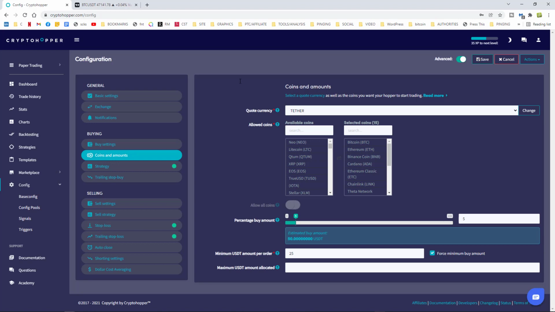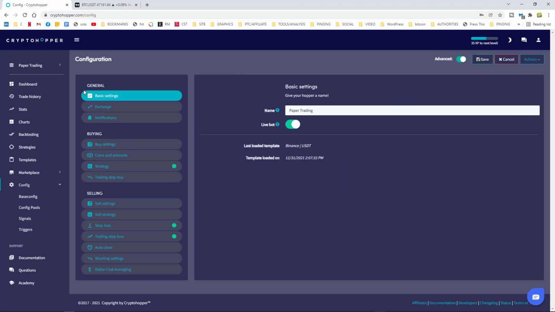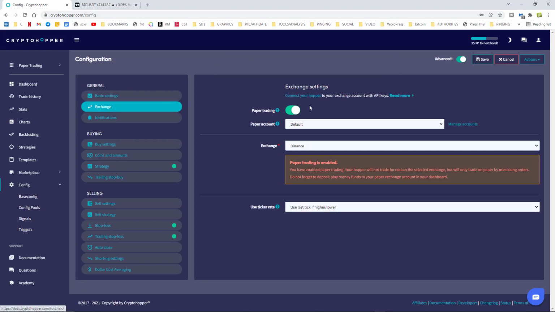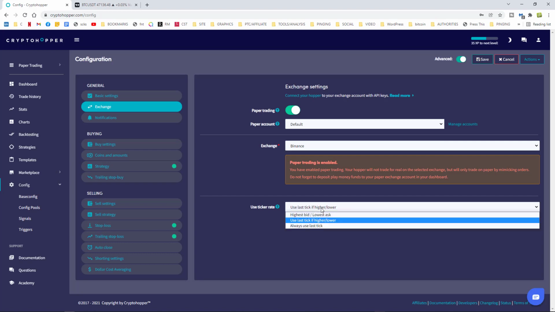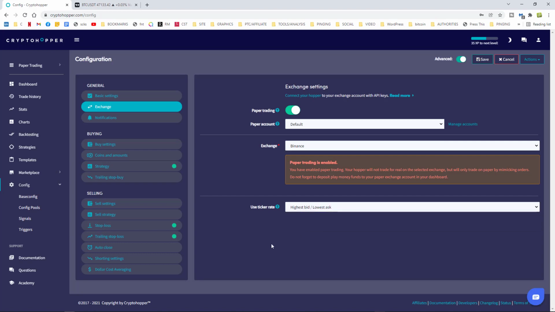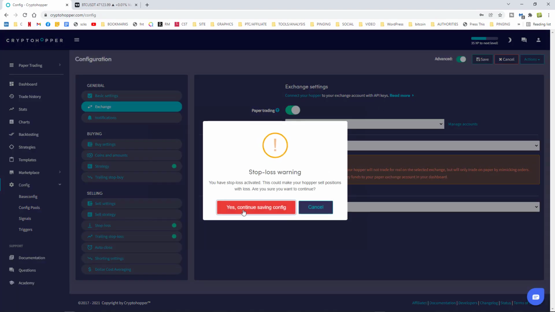Okay, now as you can see, let me look here, basic settings, paper trading, yes. Live bot, yes. Okay, exchange, I've got Binance in there. It's plugged into Binance. It is looking at Binance, all the charts on Binance for whatever coins. Alright, paper account default. Okay, highest bid, lowest ask. Alright, save. Anytime you make changes, click on save.